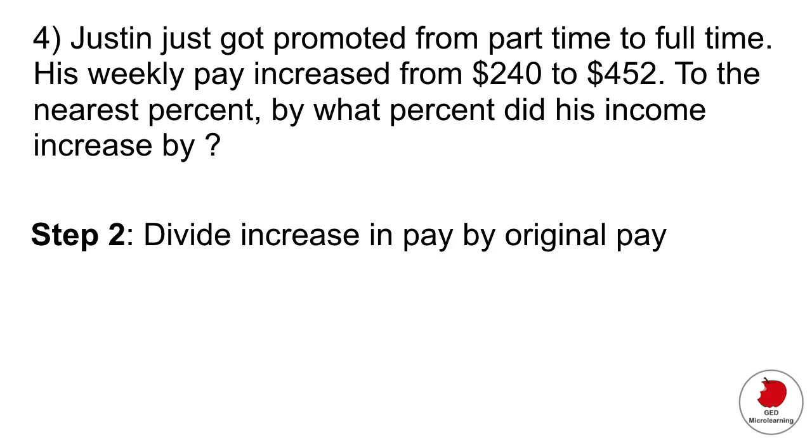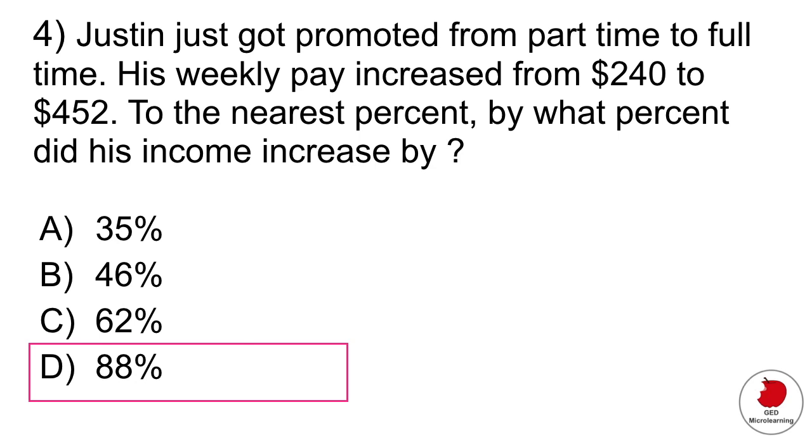And then step 2 is you want to find out what percentage increase this was. So what you would do here is you would take that 210 that we just figured out, and then you would divide it by his original pay, which was 240, and that's going to give you 0.875, which we round up to 88%. Okay, option D.